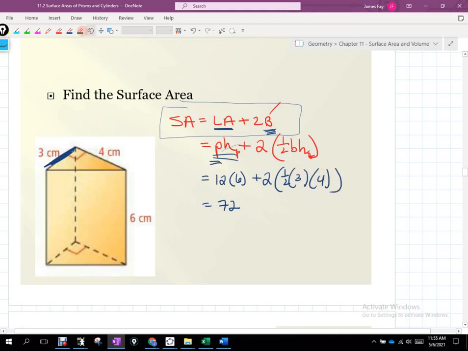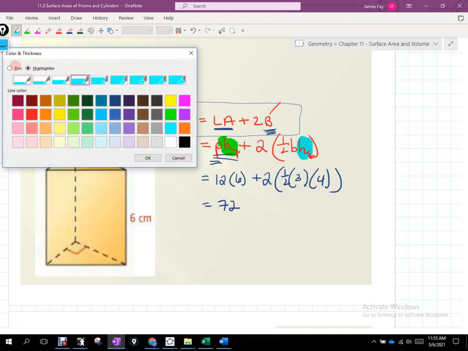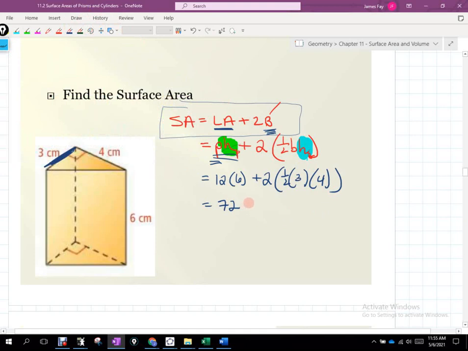And yesterday we talked about this, just to remember, that H right there and that H right there, they are different. This one's for the prism, and this one's for the base of the prism. Okay? So that's always something that you've got to be leery of. What's going to happen with this 2 and this 1/2? They cancel out, and I get 3 times 4, which is 12.